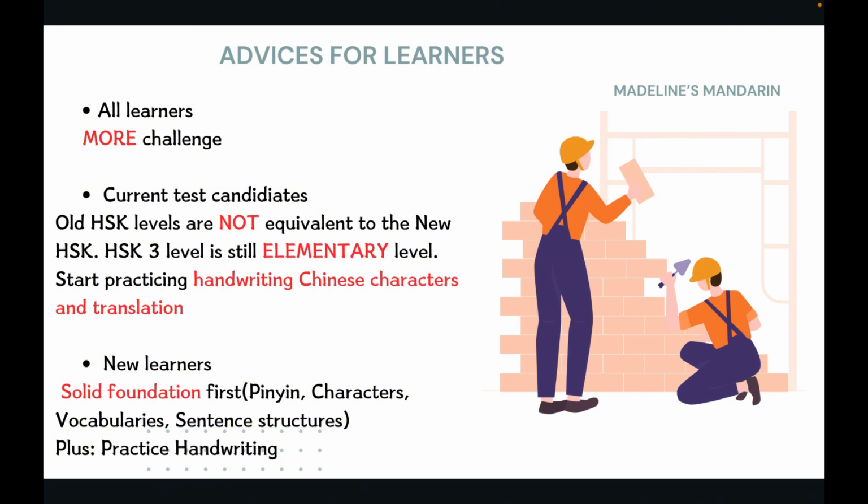And you start practicing handwriting Chinese characters and translation. For example, you need to practice the Chinese characters, strokes, and stroke order. For our new learners, you need a solid foundation. What is a solid foundation? That includes pinyin, Chinese characters, vocabulary, sentence structure, grammar. Plus, you also need to start to practice your handwriting.